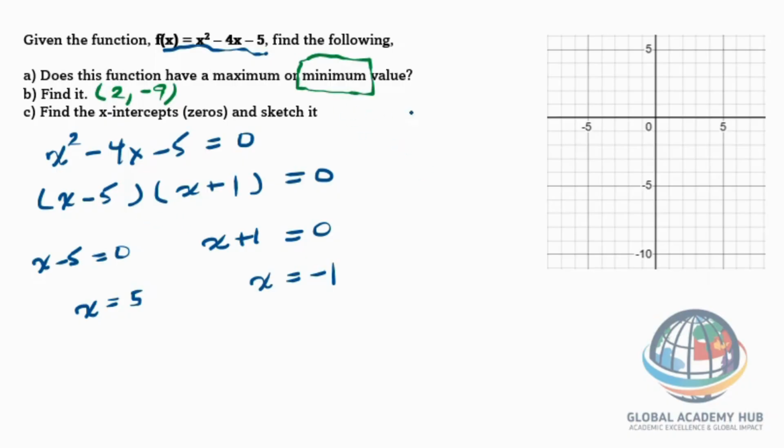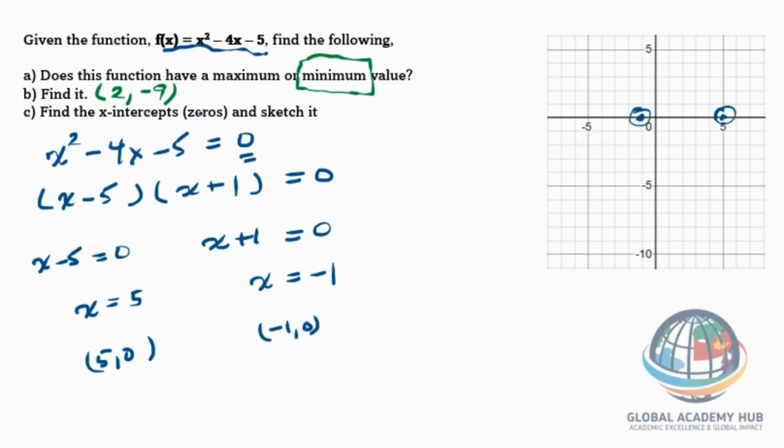So what are we going to do now? We're going to mark our points. So (5, 0), positive 5 and 0. That's right here. That's 1 point. And negative 1 and 0. Negative 1 and 0 is right here. That's another point. How do I get 0? Because this is the x value and this is the y value right here. So these points are (5, 0) and (negative 1, 0).